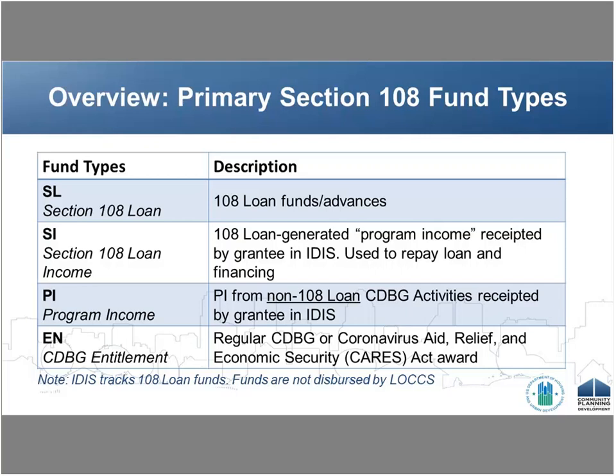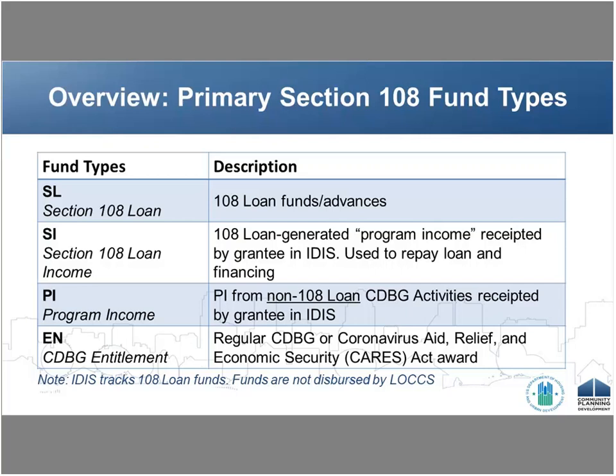And then we have two general CDBG fund types that are in play, and that's the EN fund type, which is the regular CDBG or coronavirus CV funds, and those are going to be EN type. Any program income that is generated with those regular CDBG funds will be shown as PI, and that is program income from non-Section 108 related activities in CDBG.